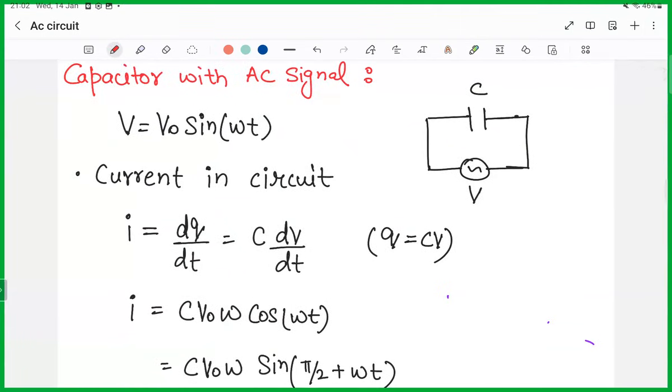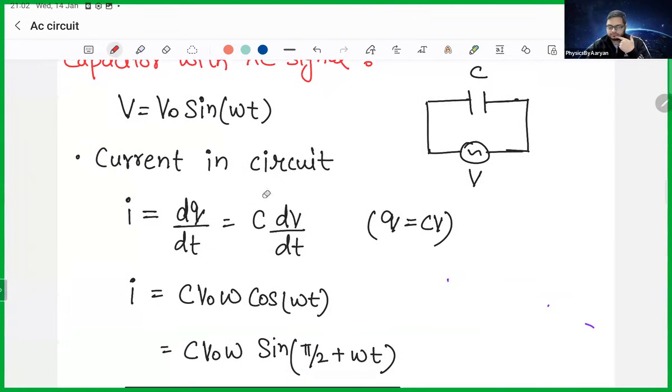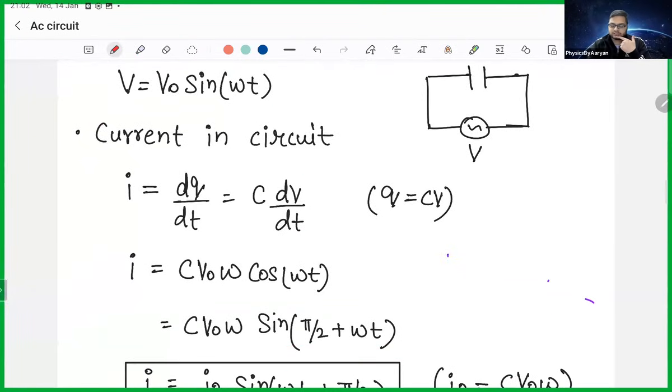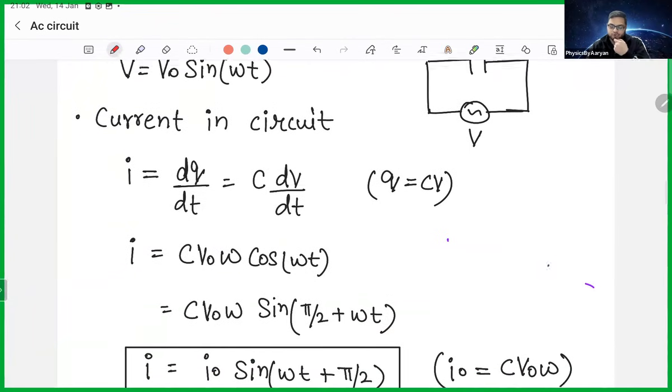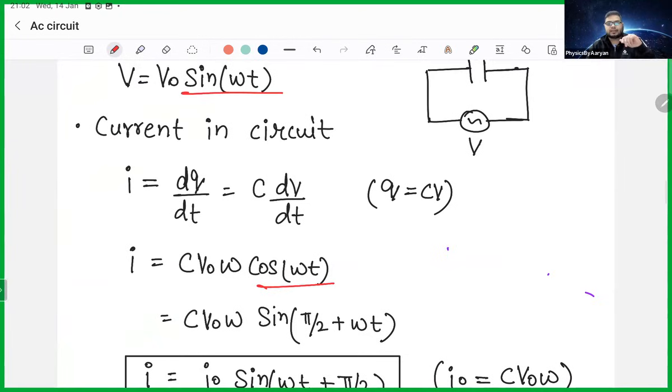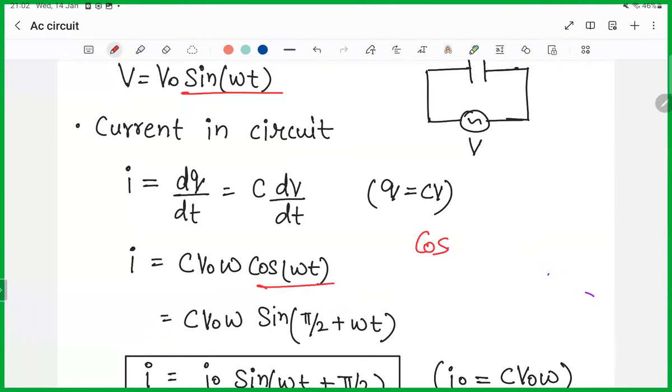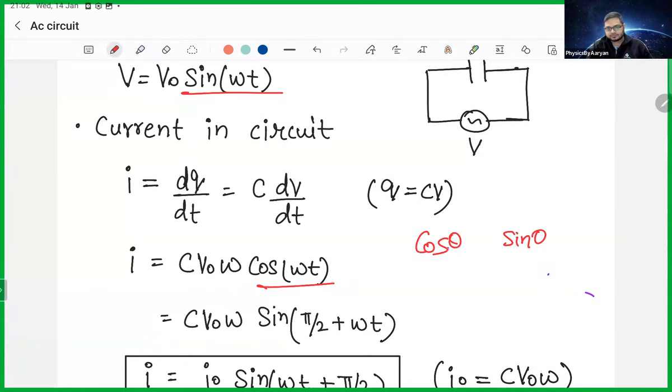Yes, sir. So C is constant, C comes out, and you get dV by dt. You just differentiate this. V naught remains as such. Differentiation of sine is omega into cos. You get C V naught omega into cos. Now you tell me who is ahead, cos or sine? Cos. We discussed this: cos is ahead of sin. Cos took birth first, first birth was cos, then sin. So it means this is ahead.